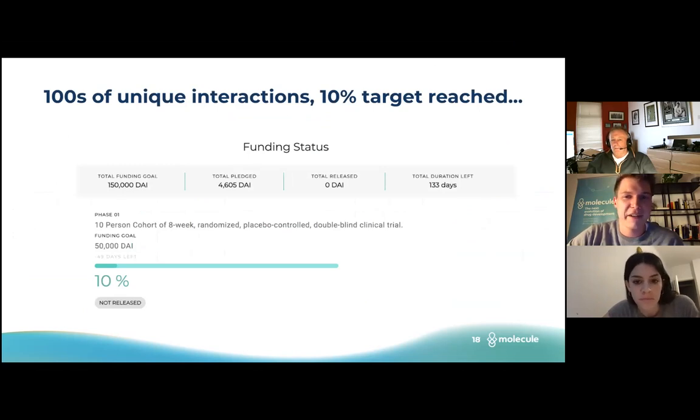It was also quite a difficult time. I think we got 100 unique interactions with the smart contract. Unfortunately, we only reached about 10% of our target, which isn't bad. So we raised just under 5,000 DAI in donations for this first microdosing study. But unfortunately, you can't start a clinical trial with $5,000. You just need a certain amount. And we realized that the amounts we were going for were way too high for people to just donate, for the traction that we were at at that stage.